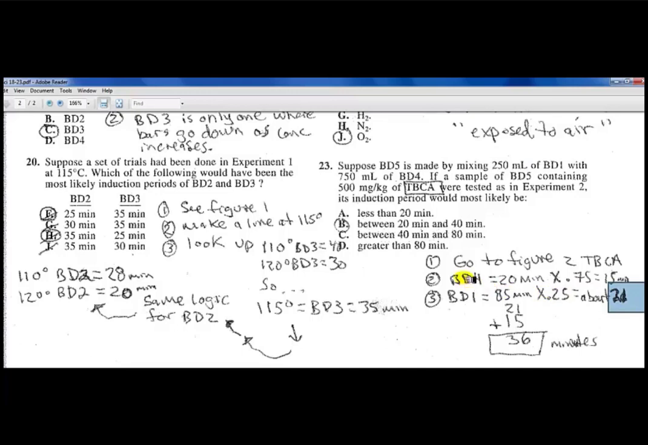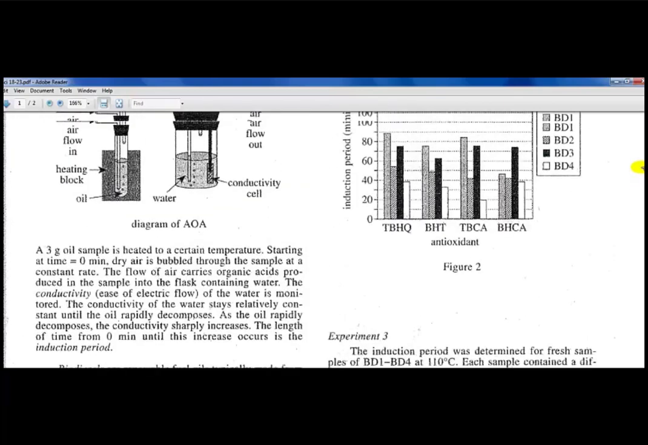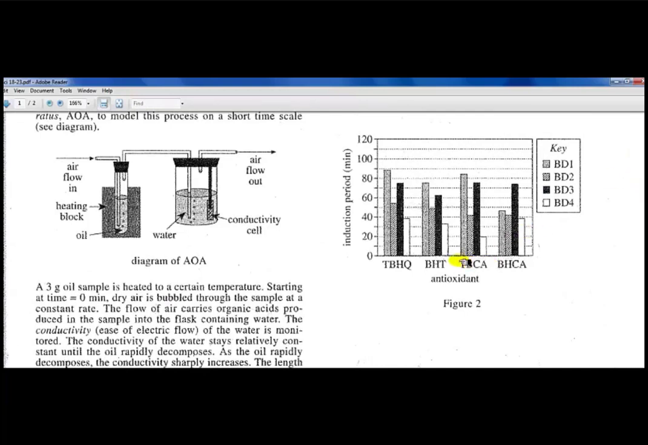Then let's go ahead and do the same thing over here with BD4. Now BD4 is 750 milliliters. So let's go back up into experiment 2, figure 2, and under the column antioxidant TBCA, we're going to go ahead and find BD4, which is the non-shaded bar. It's right here. And now we're going to come across here and see we are at 20 minutes.